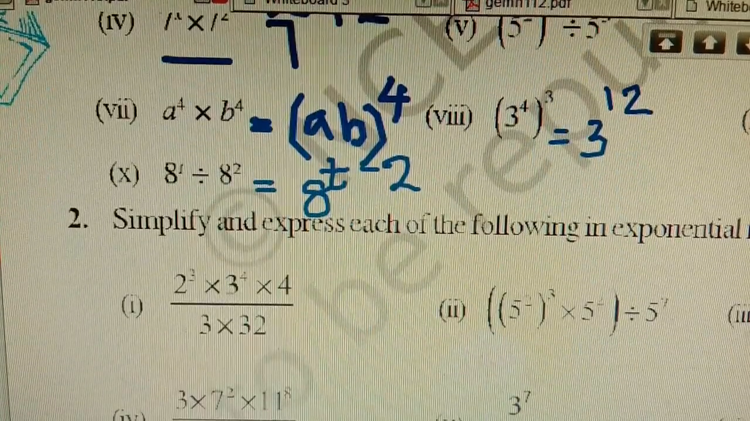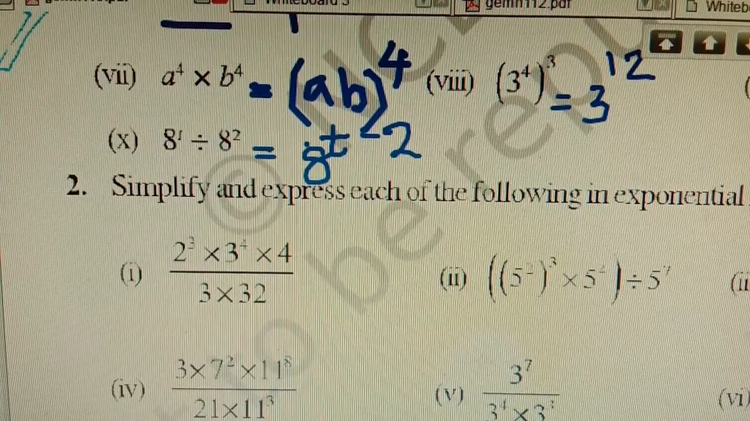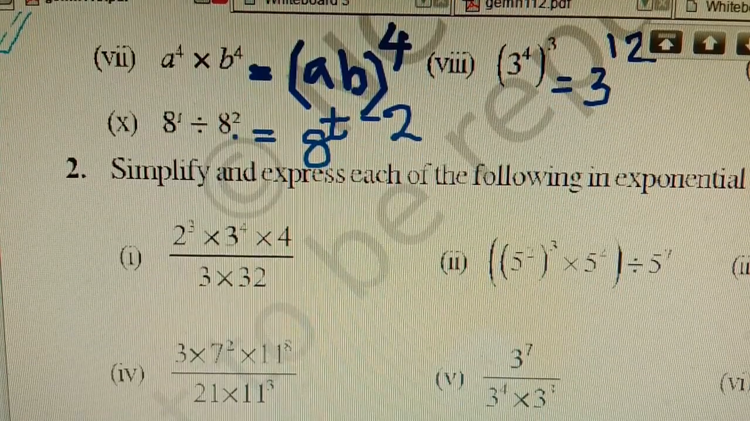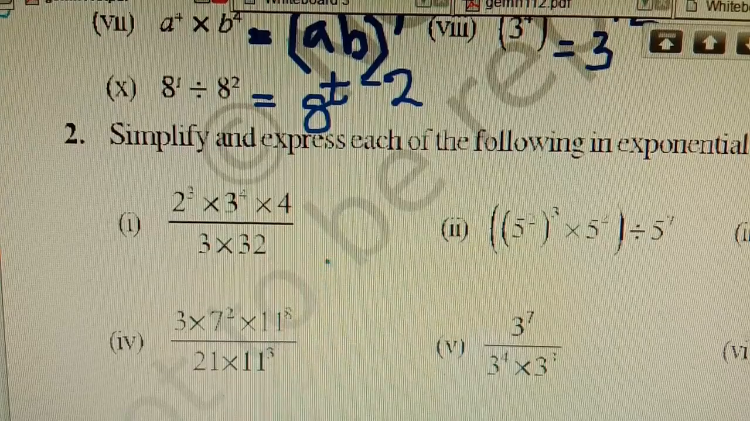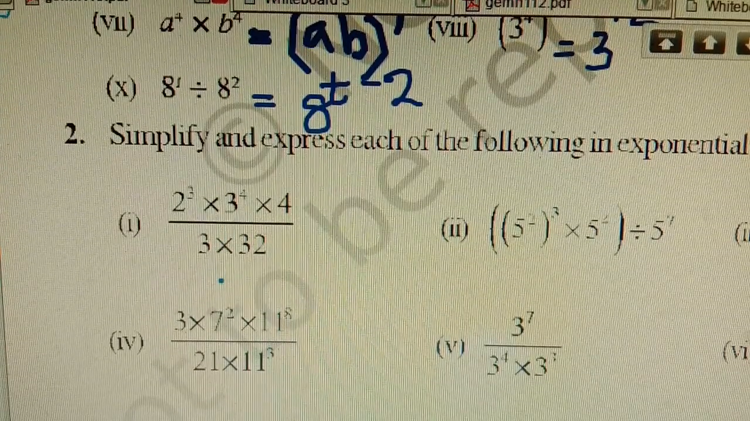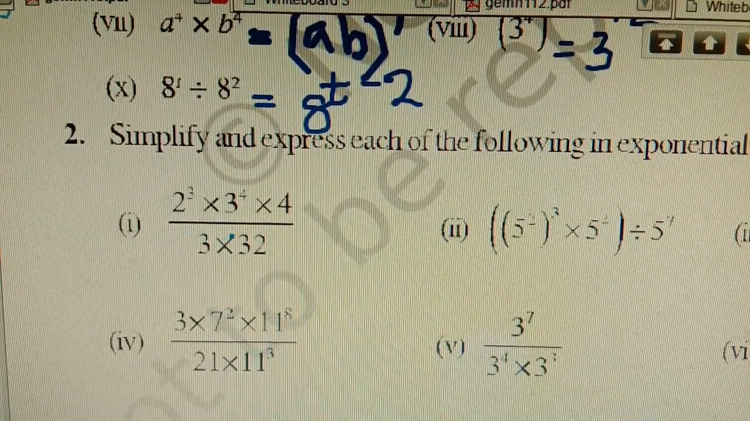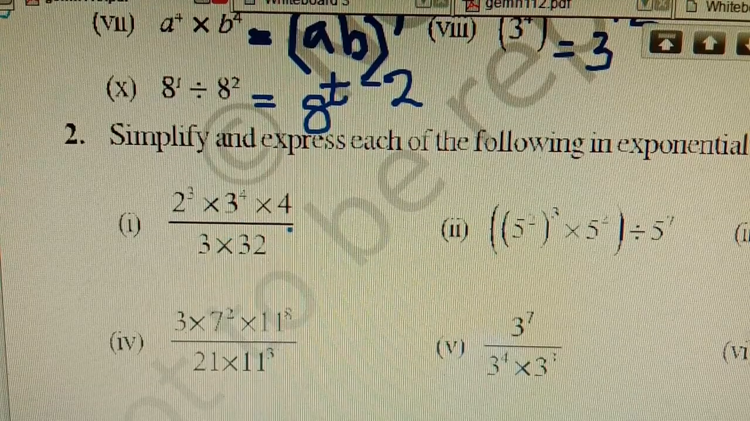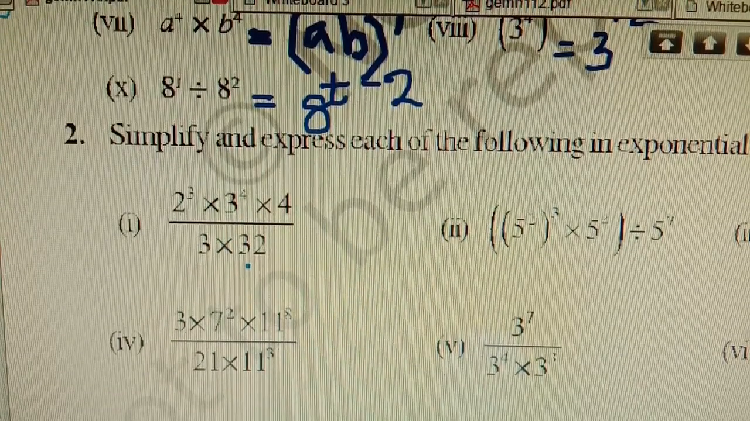Now the next question, listen. Here simplify and write the answer in exponential form. Simplify and write in exponential form. So here the question is, listen, 2 to the power 3 into 3 to the power 4 into 4 divided by 3 into 32.